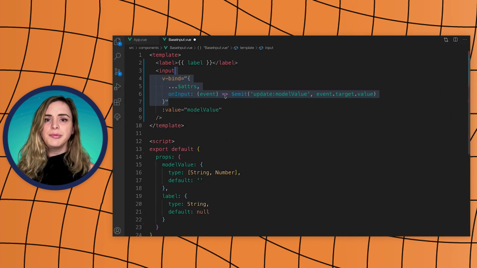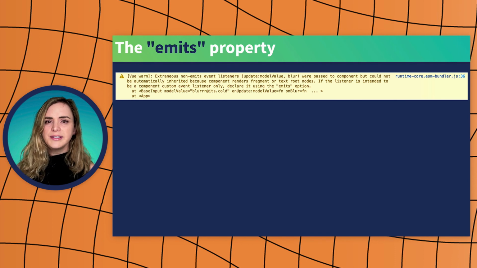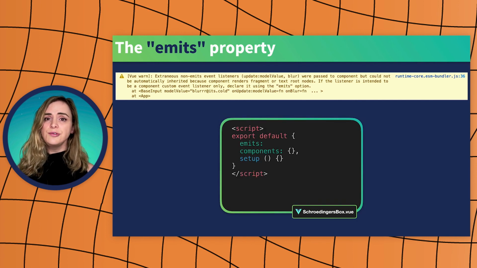Okay, let's go back and put our v-bind declaration so that our component behaves correctly. If you were looking very closely at the error we just generated a second ago, you may have noticed that one of the warnings actually stated, extraneous non-emits event listeners, update:modelValue and blur were passed to the component but could not be automatically inherited. If the listener is intended to be a component custom event listener only, declare it using the emits option, okay? So Vue 3 multiple root components introduce a new data level property called emits. Let's take a look at that.